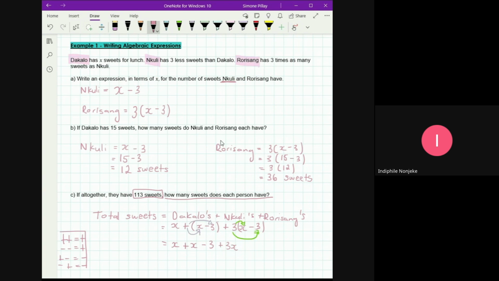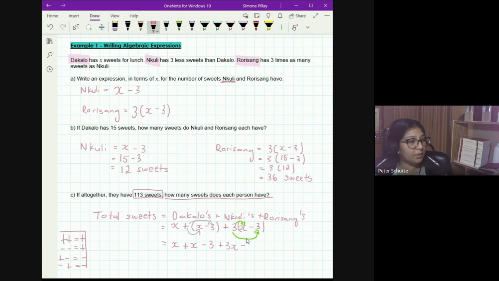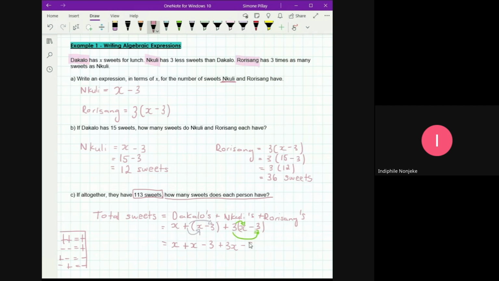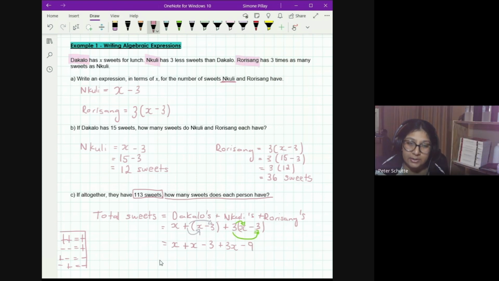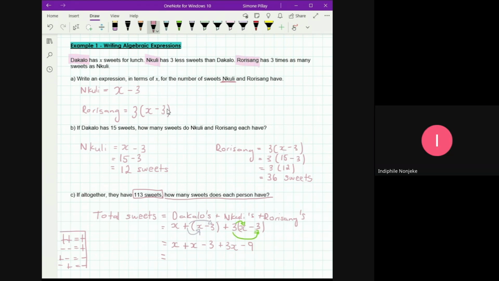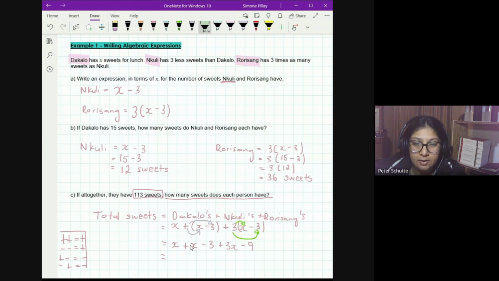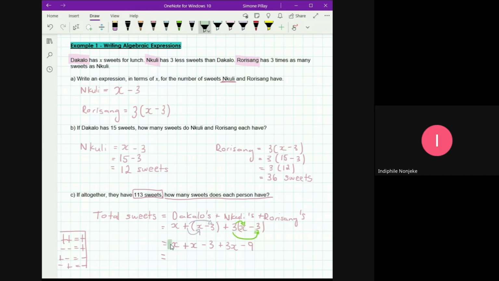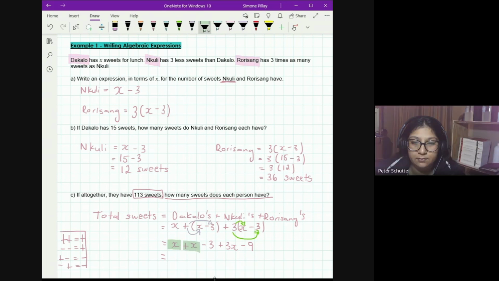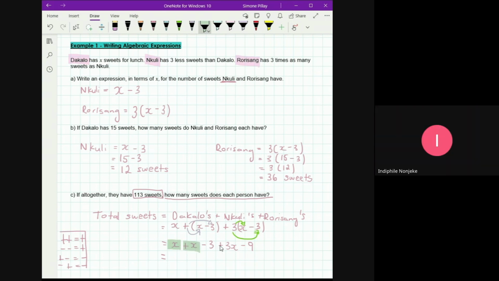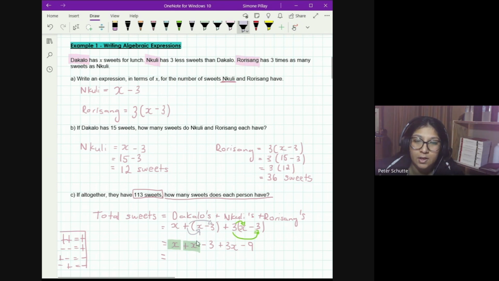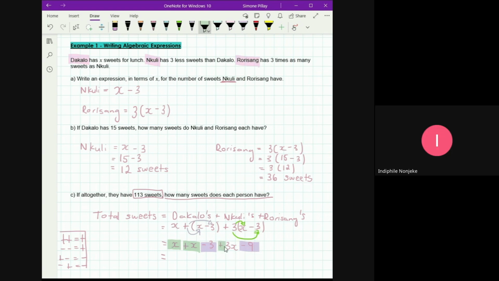Positive 3 times negative 3 is negative 0. It's 0, ma'am. So remember we're multiplying. Oh, it's going to be negative 9. Negative 9. Now, what's our next step here, Ethan? Ma'am, our like terms. What are like terms here? Our like terms is x plus x, and that's it. Oh, and negative 3 and negative 9. Okay, and you're missing one. Then positive 3x is alone.